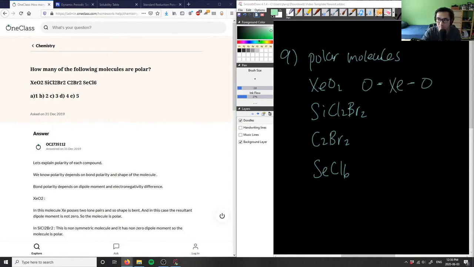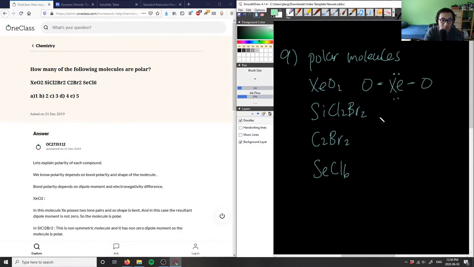On both sides here. As you can see, we have lone pairs on the xenon, on this side here and on this side as well. These are going to push the electrons away, which is going to create a dipole moment, because these lone pairs like to take up space in our compound. So what we have here is actually a bent molecule.